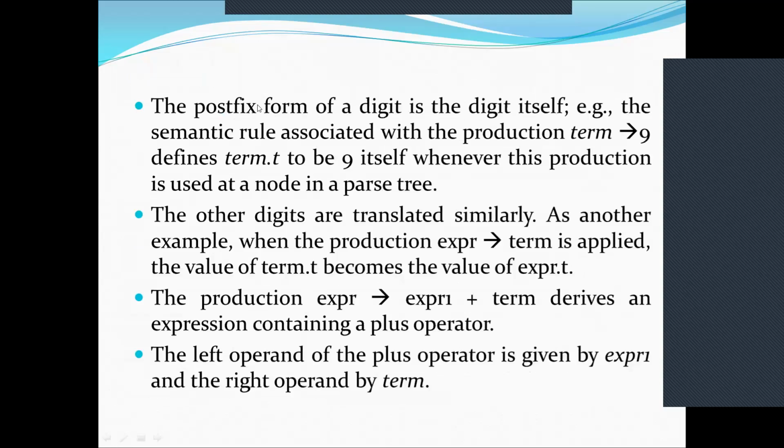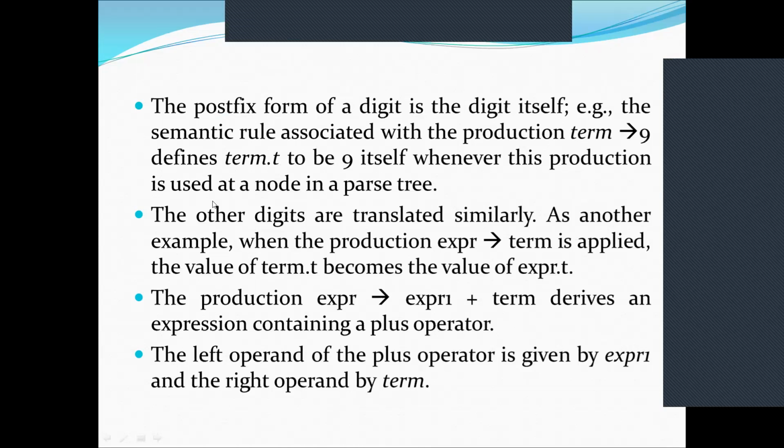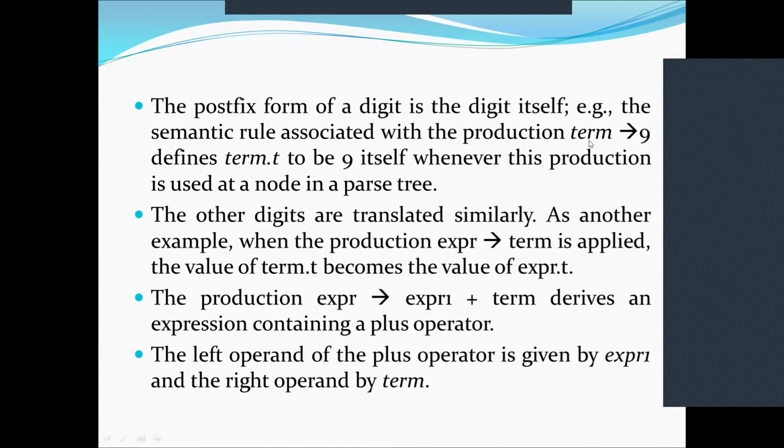So the postfix form of a digit is the digit itself. As we studied, the postfix notation of 0 is 0, 9 is 9, 5 is 5, it's all the same. That is, the semantic rule associated with the production term can have the form that defines term T to be 9 itself whenever this production is used at a node in the parse tree. That means if term is 9, then the postfix notation of term will be 9 only. So for any value between 0 and 9, the postfix notation will be the same digit.